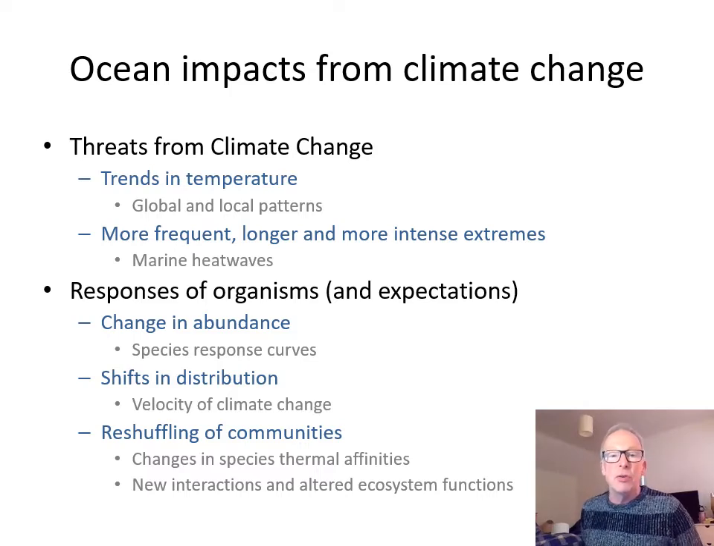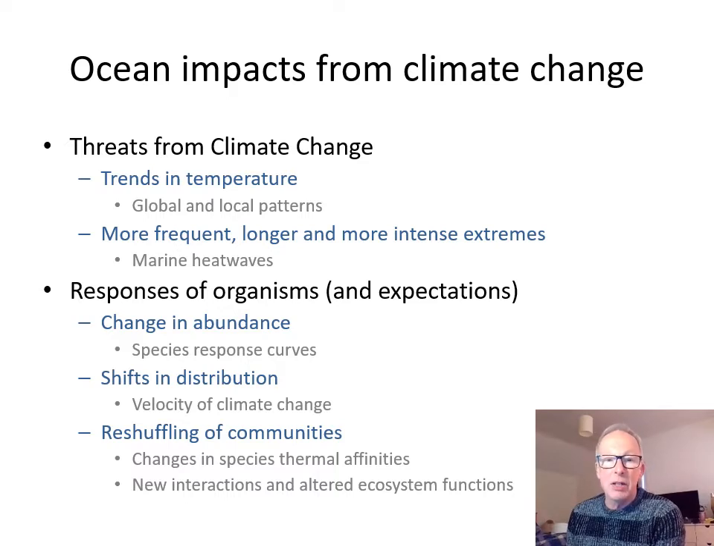And then I'll take you through some examples of responses of organisms to climate change and developing broader expectations for how those organisms ought to respond, both at a local scale and across their geographical distribution. So we'll be talking about changes in abundance of species, introducing the concepts of perhaps a species response curve in terms of how a species might change with temperature in terms of its abundance, say, or physiological capacity to operate.